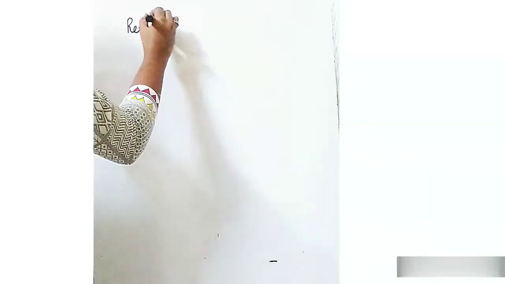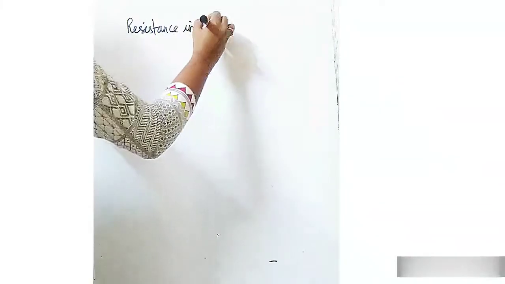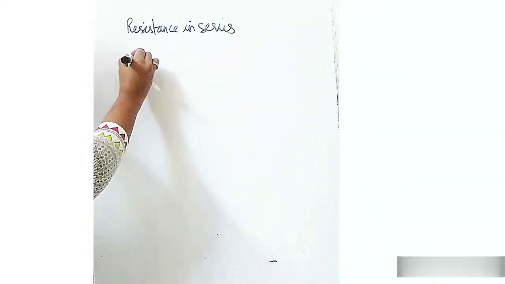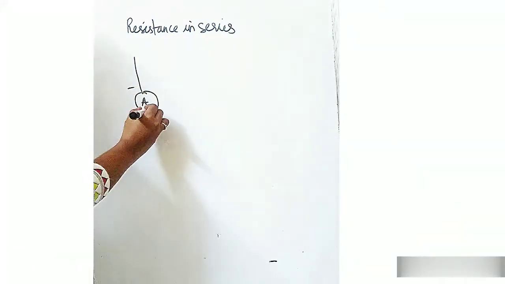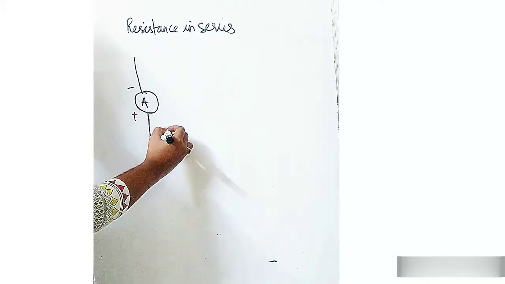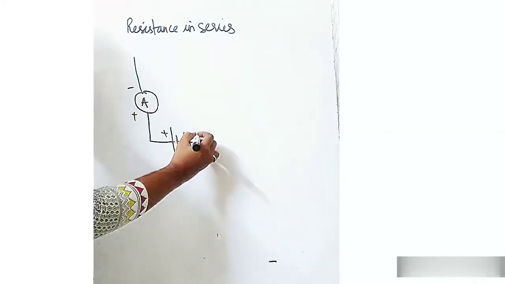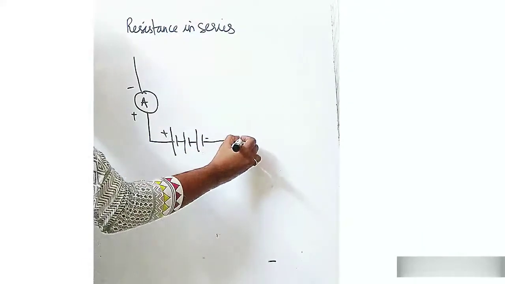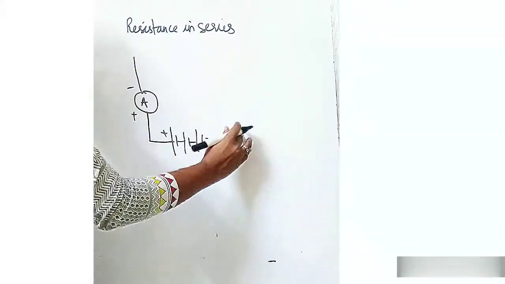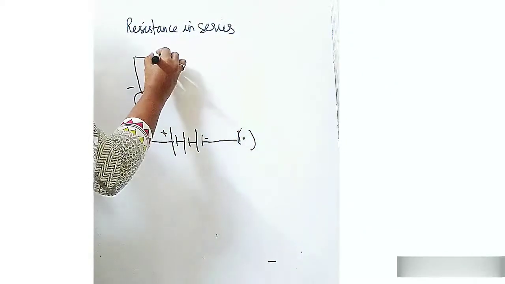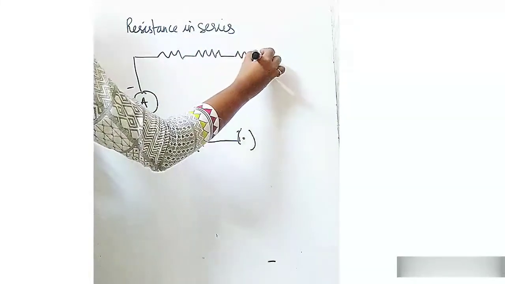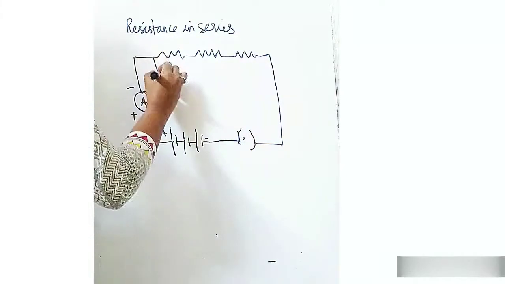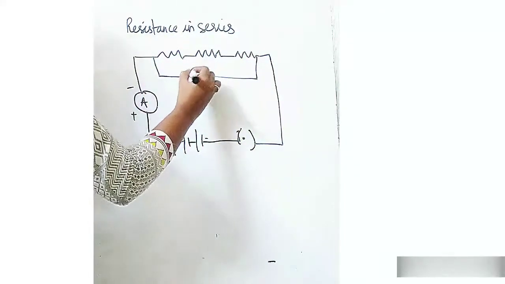I'll draw the circuit. First is resistance in series connection. Now how will we do it? First we will connect the ammeter because that is important to measure the current. Now the battery is important. Okay. Then after that, this is your switch. Okay. Now the resistor we are going to connect. And also a voltmeter is connected to measure the voltage.